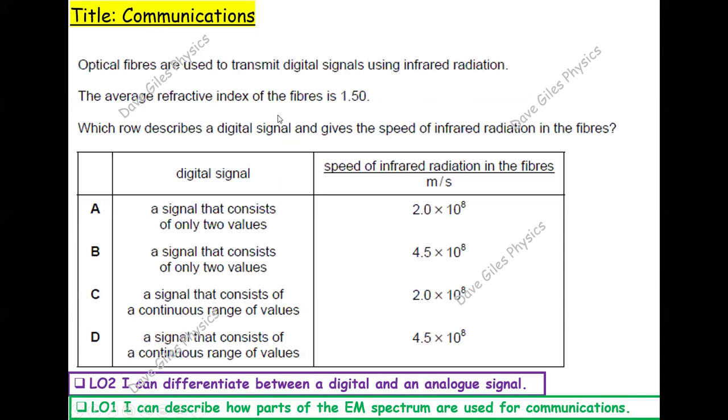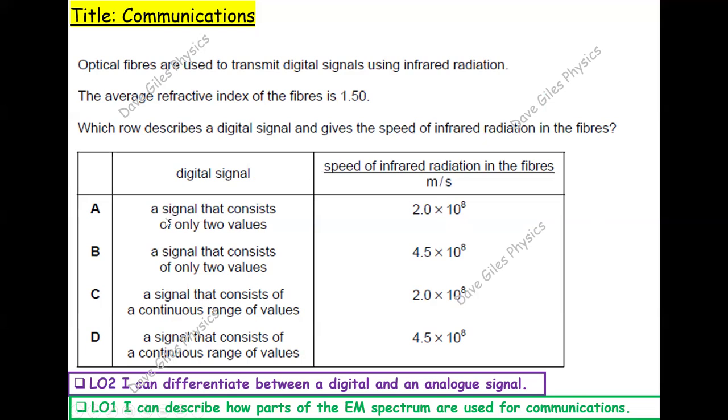Optical fibers are used to transmit signals using infrared radiation. The average refractive index for the fibers is 1.5. Which row describes a digital signal and gives the best speed of infrared radiation in the fibers? So we'll look at the speed first. It's got a refractive index of 1.5. That means it travels 1.5 times slower in the cable. So it's 3 by 10 to the 8 meters per second divided by 1.5, which gives me 2 by 10 to the 8. So it's either A or C.